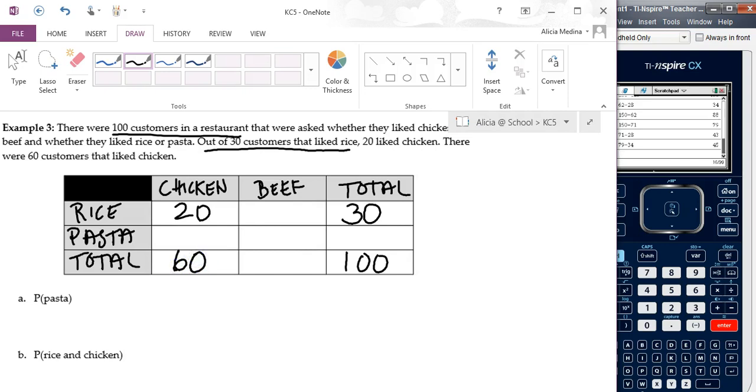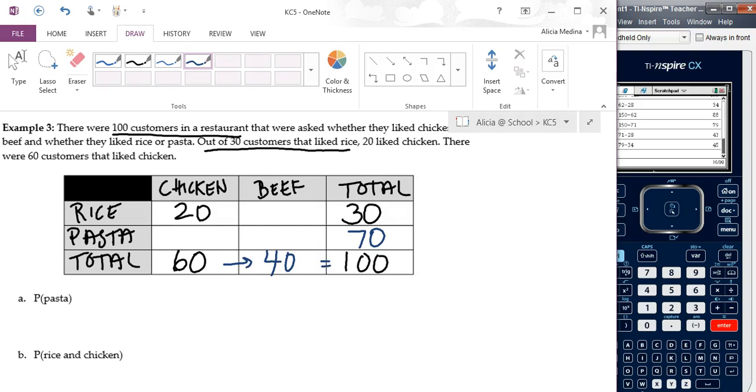So now we have to figure out where the opposites, where the missing pieces are. Our totals are nice and easy, right? Because if it's 30, I know that the total number of pasta likers has to be 70 because that has to add up to 100. I also know that the total number of beef people has to be 40 because, again, 60 plus 40 is 100, right? We're adding these to equal that 100.